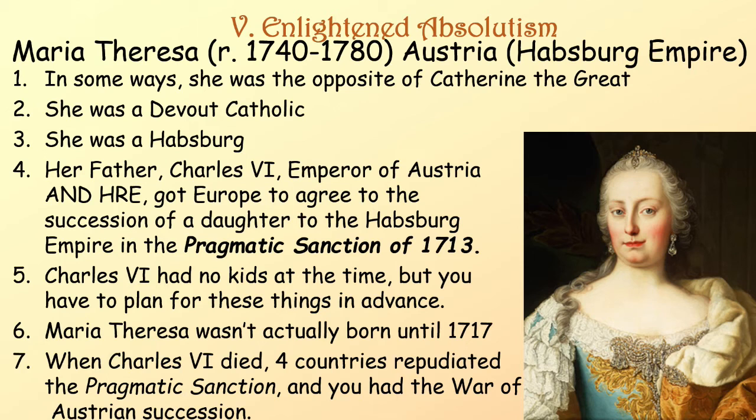He got all of Europe to agree to the succession of a daughter to the Habsburg Empire in what was called the Pragmatic Sanction of 1713. Charles VI had no children at the time, but you got to plan for these things in advance. Maria Theresa wasn't actually born until 1717, 4 years after everybody signed the Pragmatic Sanction of 1713, which anticipated her birth. When Charles VI died, 4 countries repudiated the Pragmatic Sanction, and you had yourself the War of Austrian Succession.